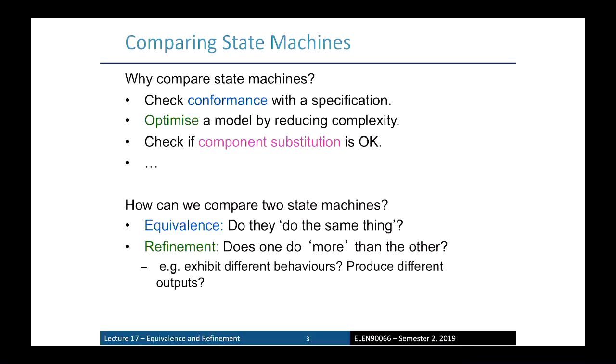Okay, so we want to be looking at whether or not machines can exhibit different behaviours. So one may have a subset of behaviours of the other one, and also whether or not the outputs are different in terms of its input-output behaviour.